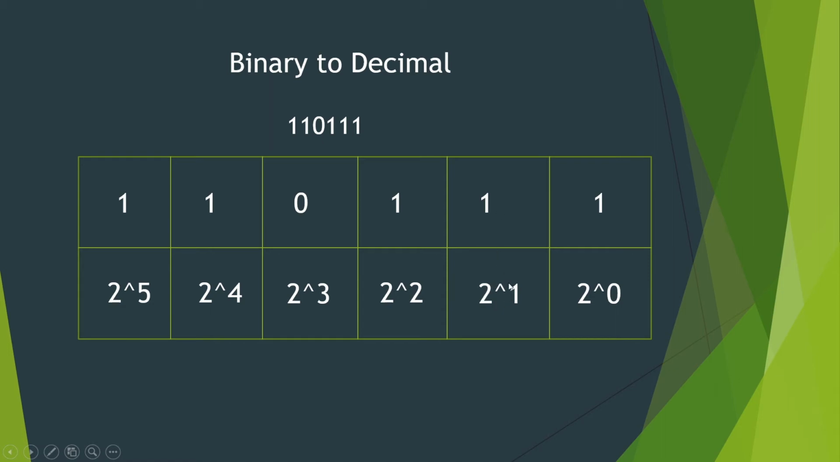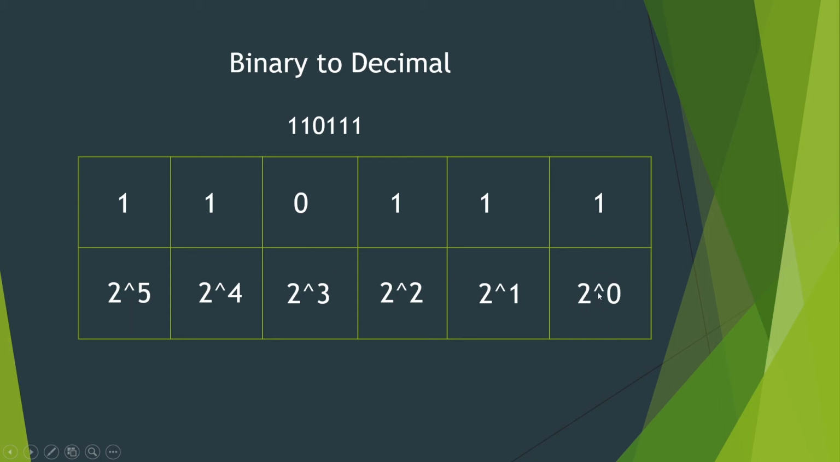We need to multiply with 2 power 1, 2 power 2, 2 power 3, 2 power 4, 2 power 5, and if you have more bits on the left side, you have to multiply with 2 power 6, 2 power 7, and so on. Now put the binary digits here, 110111, and now multiply each of these and add everything.